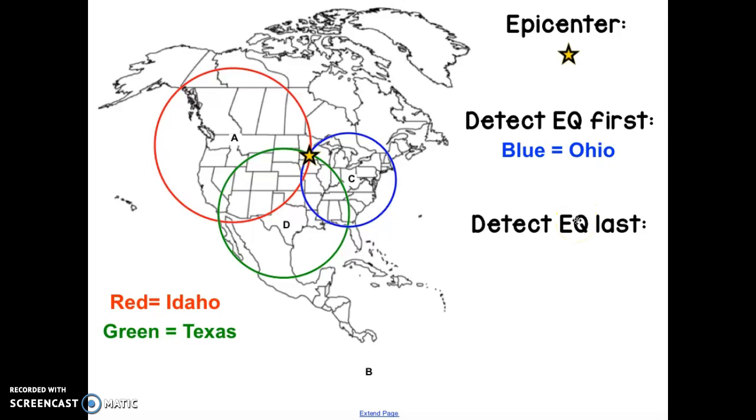The station that would have been able to detect it last is the one that's the farthest away. Farthest away means that it's going to have the largest circle. So in this case, it's going to be the red Idaho one. So just to summarize, one station is going to be able to show you the distance, but not the direction. When you have three stations, you're able to pinpoint the exact location that the epicenter is. And remember that the epicenter is where an earthquake originates or starts.